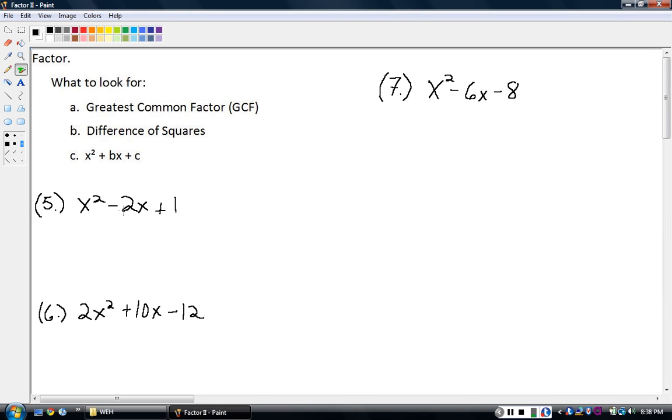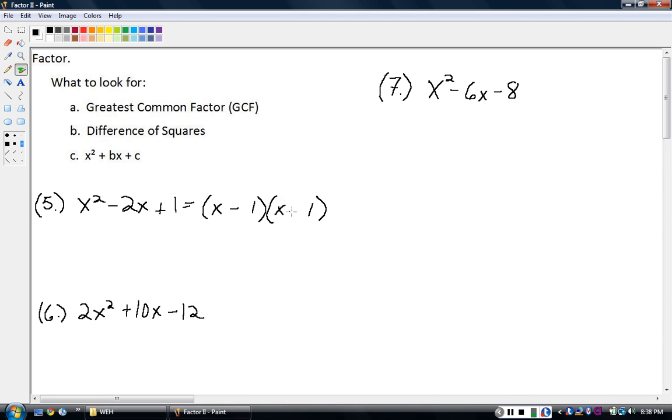Okay, so this one's going to turn out to be, again, it's going to factor as 2 linear binomials, x plus or minus a number, x plus or minus a number. And in this case, we want to multiply together to give you positive 1, add together to give you negative 2. So it's going to be 1 times 1 to get 1.